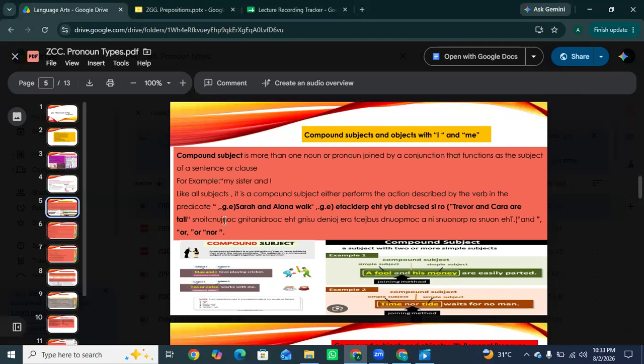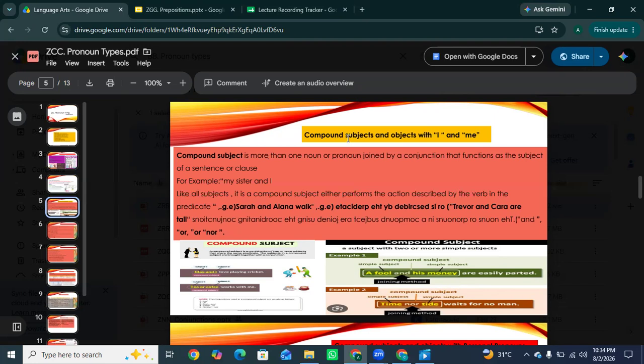So, what are compound subjects? A compound subject means that more than one person or thing is doing the action. Like you can say my sister and I, Sarah and Alana, Trevor and Kara. Like all subjects, a compound subject performs the action described by the verb in the predicate. Like Sarah and Alana walk.